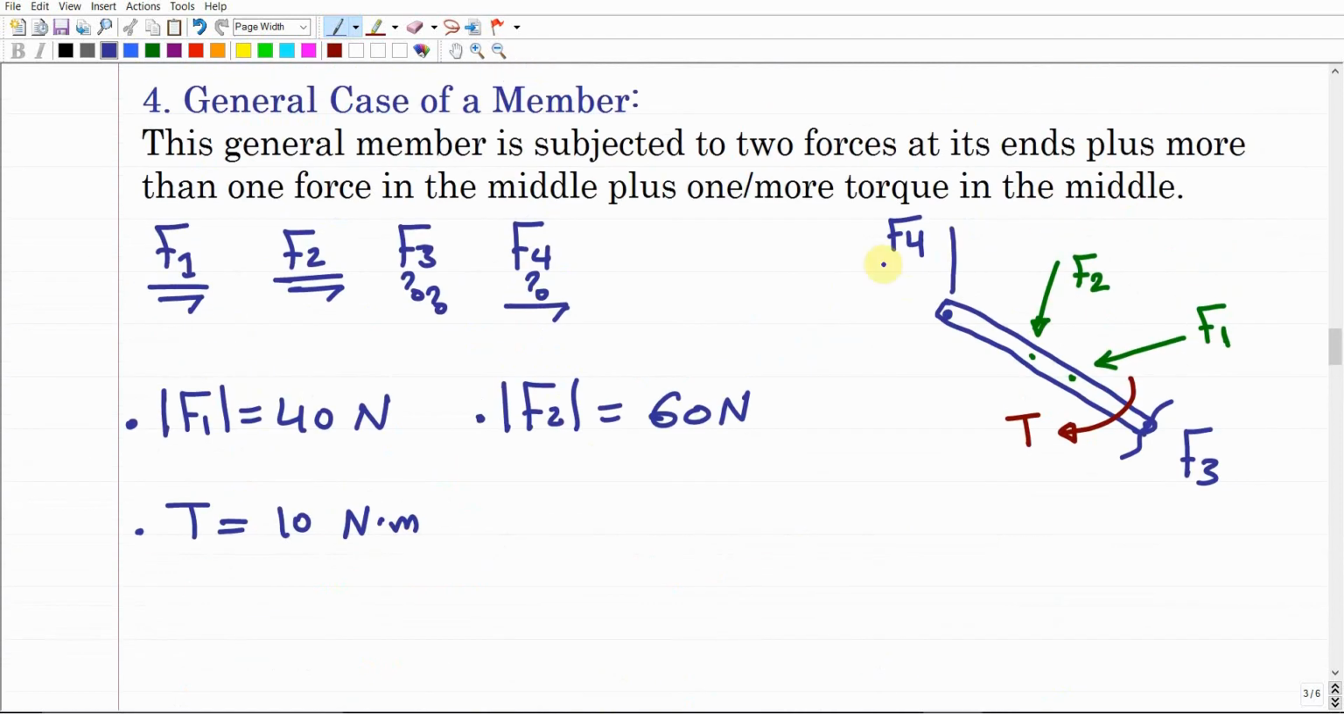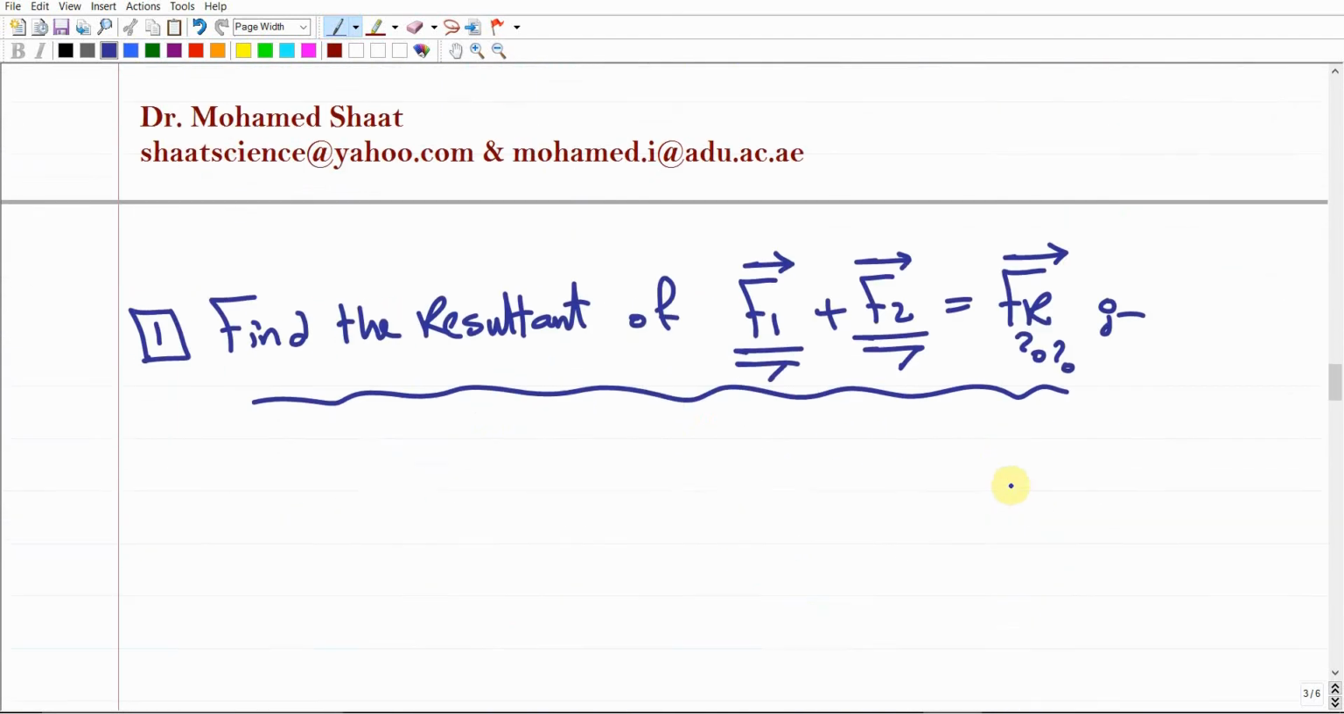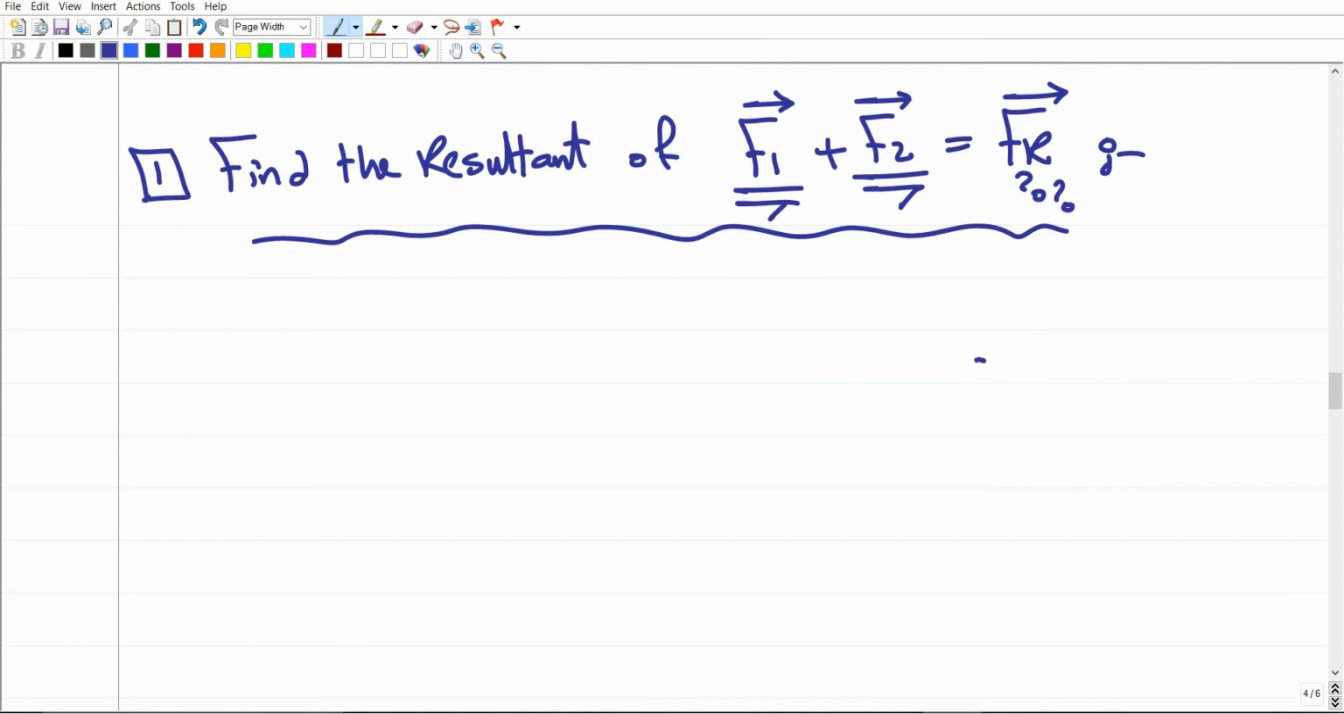So first of all, we should have the member already drawn. Let us redraw this member, assuming it is already given here.